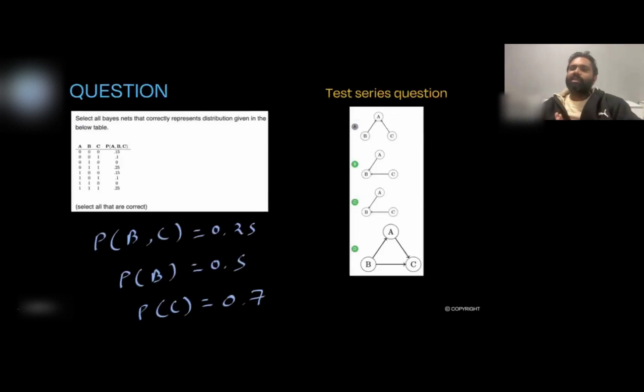So I can't actually decompose the joint probability distribution table. I can consider the probability of B, C separately, and A given BC. Understood? So is it clear that A is not correct? Because for A, I need that B and C are independent. If B and C are not independent, I can't represent the joint probability distribution with A. Any doubt? So A is incorrect. Why it is incorrect? At least that thing is clear.